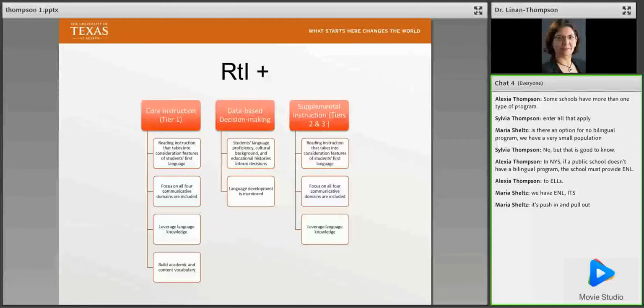And then finally, build academic and content vocabulary. I know we say this a lot, but I think a lot of times we tend to focus with ELLs in particular on building just the foundational skills, and that's important.